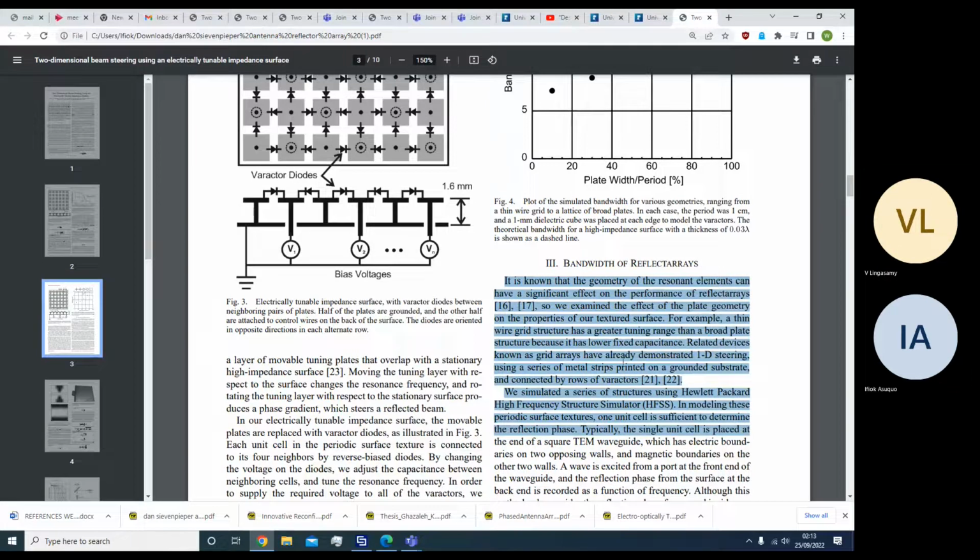Related devices known as grids have demonstrated 1D steering. 1D steering means in one axis, X or Y. So when they say 2D, you're talking of X and Y. Exactly. So we simulated a series of structures in modeling this periodic structure. Okay, continue.